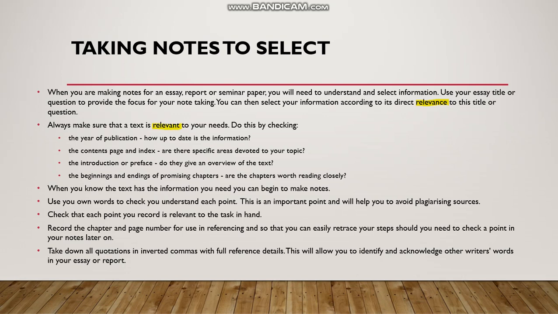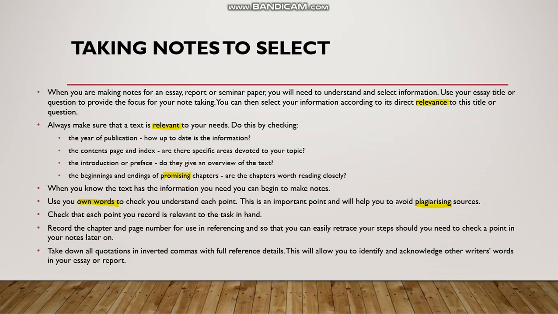Do this by checking the year of publication, the contents page and index, the introduction or the preface, the beginnings and the endings of promising, important, relevant chapters. When you know the text has the information you need, you can begin to make notes. Use your own words to check you understand each point. This is an important point and will help you to avoid plagiarizing sources or copying sources without the permission of the one who wrote it, the author or the writer, or even the speaker.